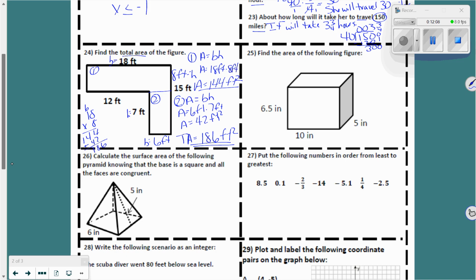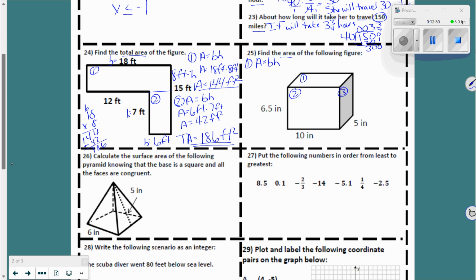Our next one, find the area of the following figure. They've given us a rectangular prism. So I'm going to need 3 different pieces. I need this face, I need this face, and I need this face. But then I need to double them because there's 2 of each of those for the entire figure. All of those are going to be rectangles, so it's going to be the base times the height.